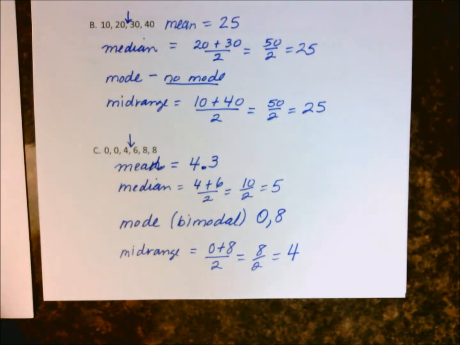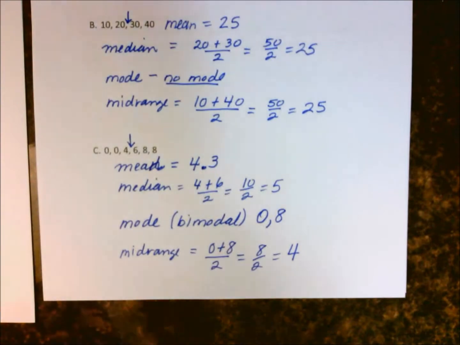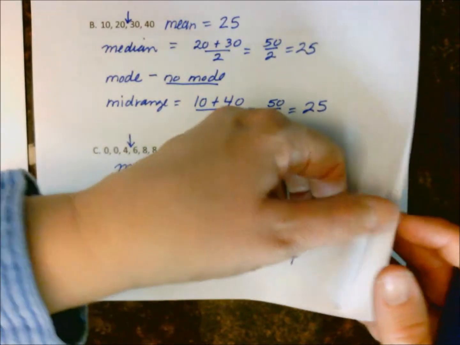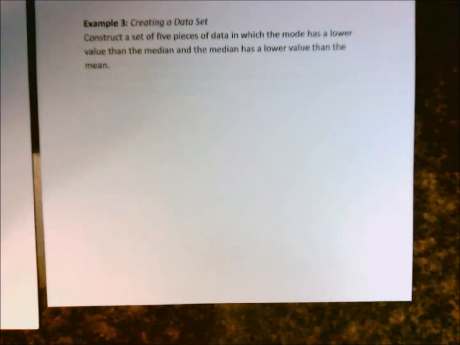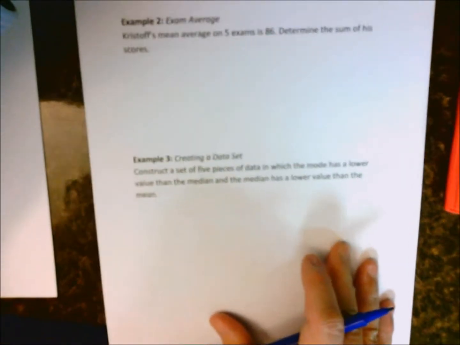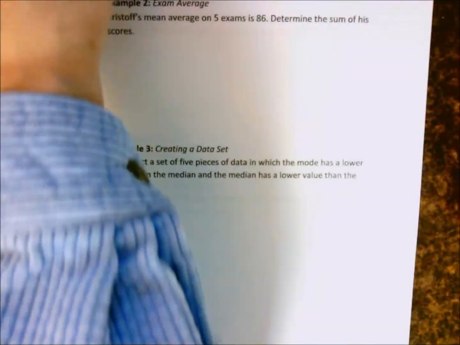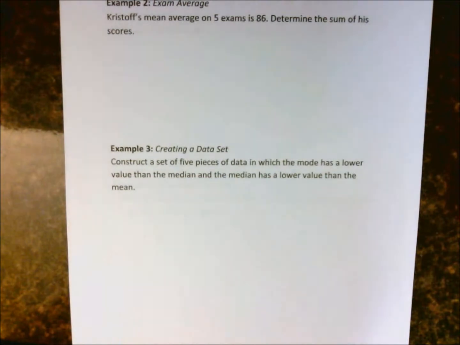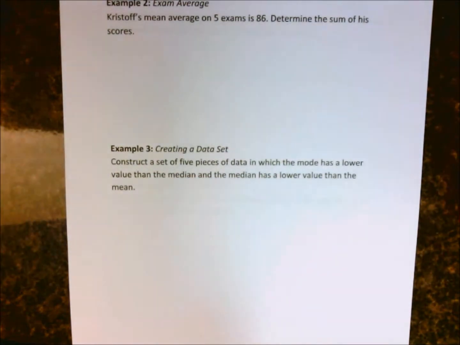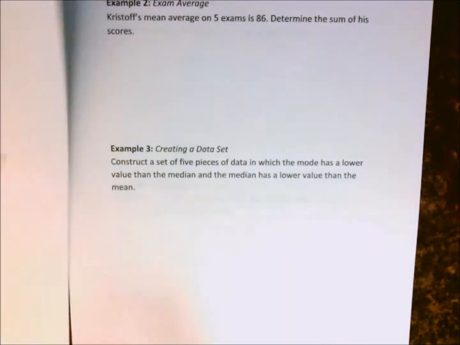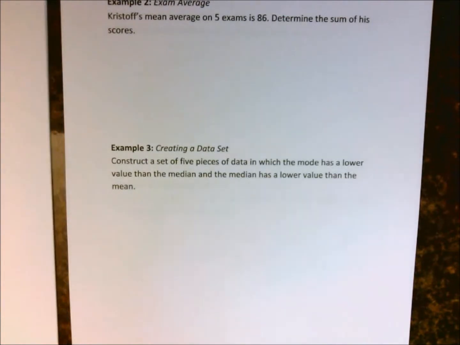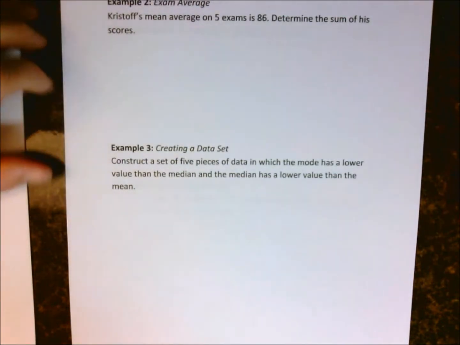All right, so let's move on to some applications of the measures of central tendency, some word problems. The first one is sort of useful. Christoph's mean average, okay, so we're going to get the mean, on 5 exams is an 86. Determine the sum of his scores. So they're talking about the mean, and they want us to determine the sum.